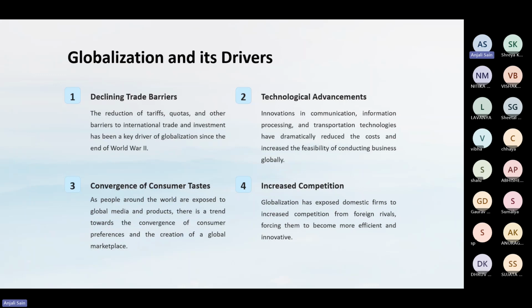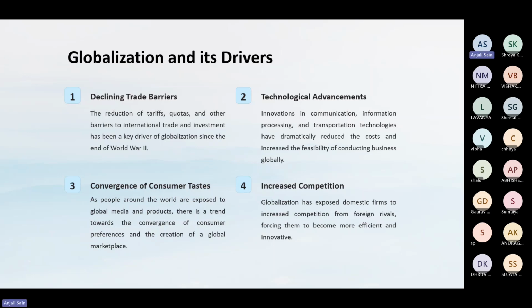Then there is increased competition. अगर हम किसी global level पे trade कर रहे हैं, then अगर मैं अपनी local market में trade कर रही हूँ, who will be my competitors? My local shops which are established in my area. अगर मैं किसी और country में जाके trade कर रही हूँ, तो वहाँ के जो भी traders होंगे, वहाँ के जो भी manufacturers होंगे, they also become my competitors. Globalization has exposed domestic firms to increased competition from foreign rivals, forcing them to become more efficient and innovative.